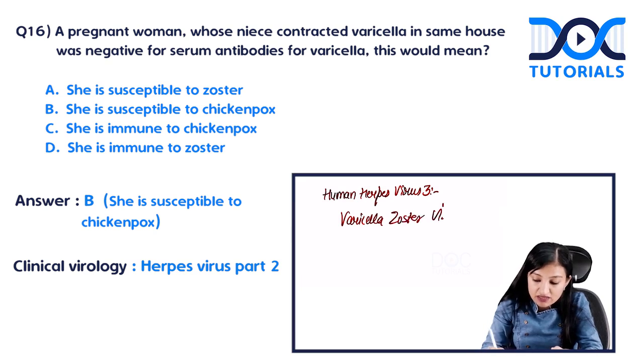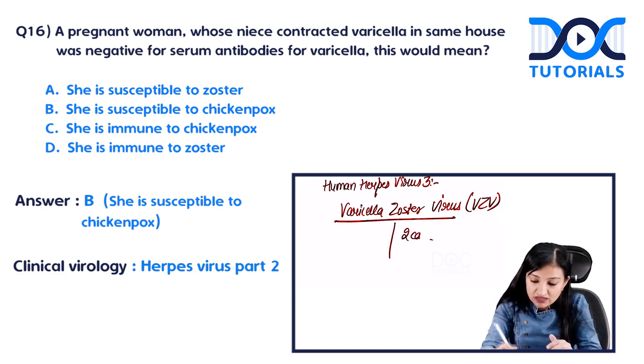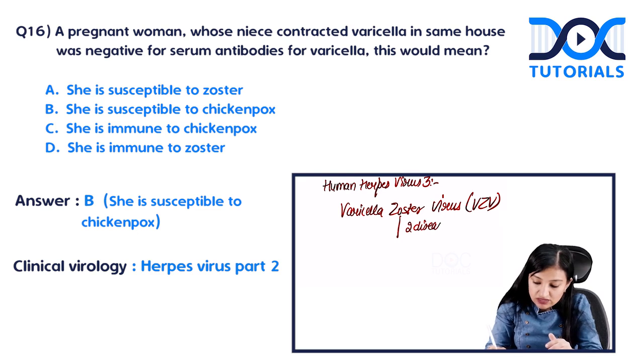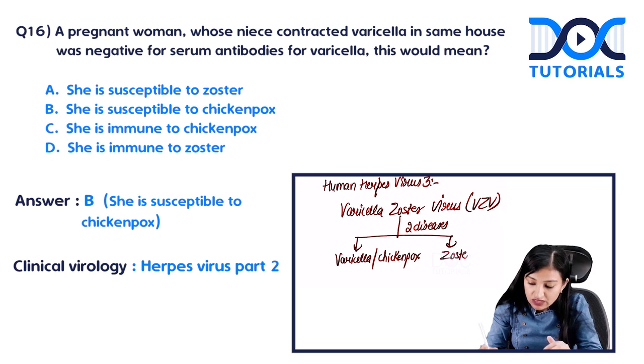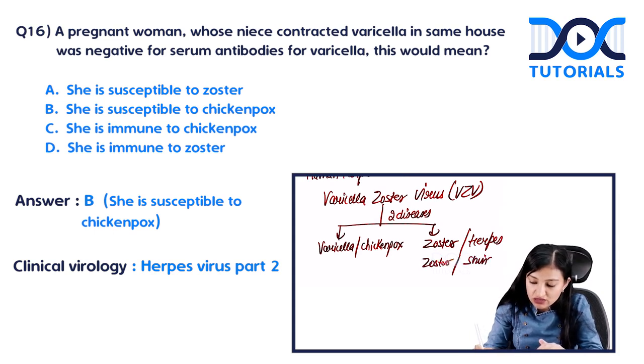Varicella-Zoster virus, accepted short form is VZV. Now, this is one virus, and it causes two diseases, that is varicella and zoster. Both of these are names of diseases. Varicella, also known as chickenpox, and herpes zoster or simply zoster. So zoster or herpes zoster is also known as shingles.